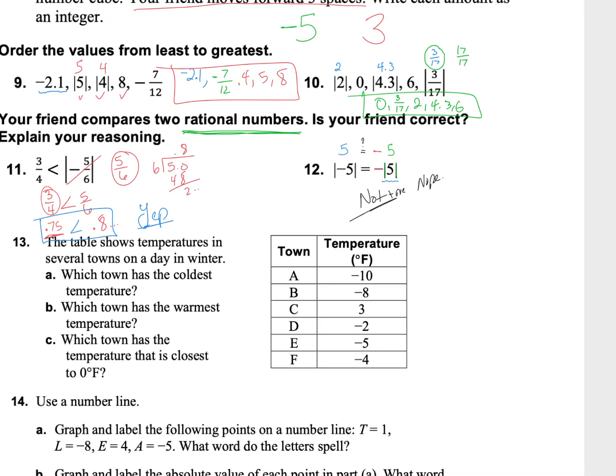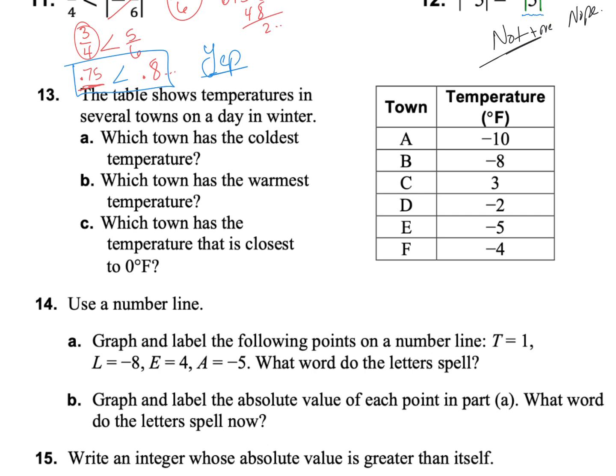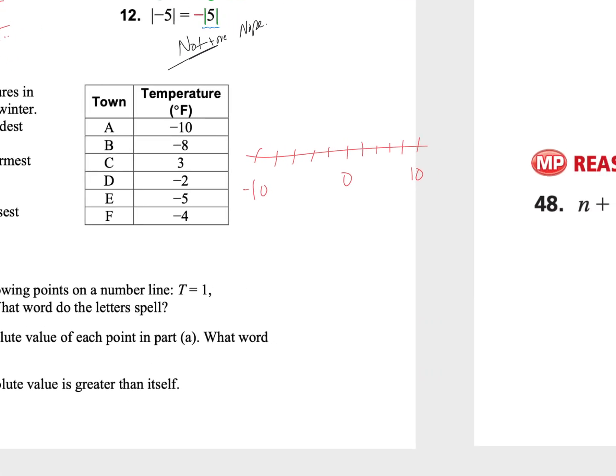All I wrote on the answers was nope, but here is again my explanation. Okay. The table shows temperatures in several towns on a day in winter. Which town has the coldest temperature? So basically what they're doing is they're just saying, hey, what if we had a number line with all of these temperatures, zero here in the middle, let's say this is +10, -10. Well, then town A is way over here. B, let's see, E, F, and then C is way over here.